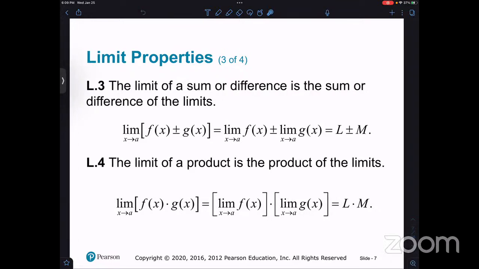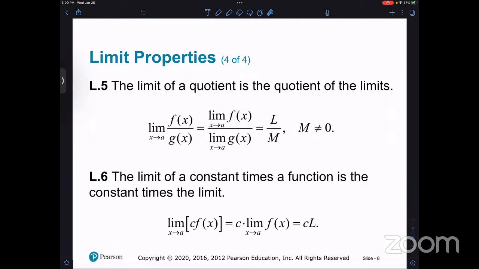Okay, we got this fifth one. The limit of the quotient is going to be the quotient of the limits, provided that the bottom limit is not 0. Let's see, the limit of a constant times the function is the constant times the limit. So essentially you can factor that constant out, and it's going to be the constant times the limit. Okay, hopefully this is okay.